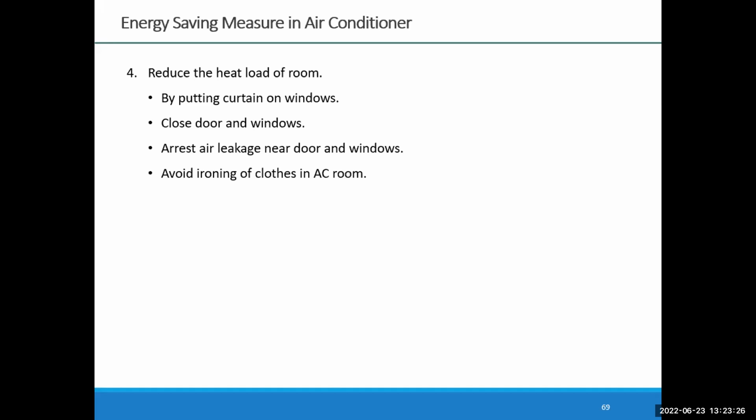So close doors and windows for an air conditioned space, arrest air leakages near doors and windows, and avoid ironing of clothes in air conditioned rooms. These are some of the tips we can follow to optimize the heat load in the room.